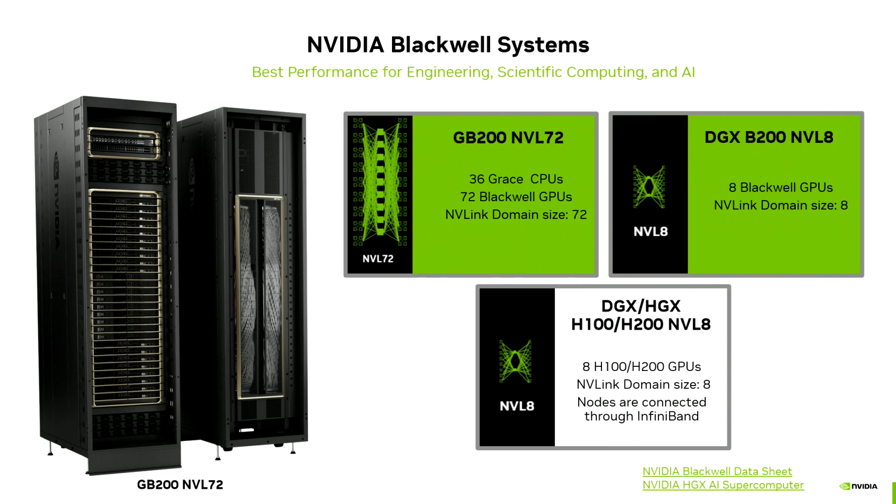Also, in many cases, we will be benchmarking against Hopper, whether H100 or H200. Mainly the system that we will be benchmarking is DGX, sometimes HGX. These are similar to DGX B200 with the difference of, obviously, the chip. Again, 8 GPUs connected through NVLink and x86 CPUs.